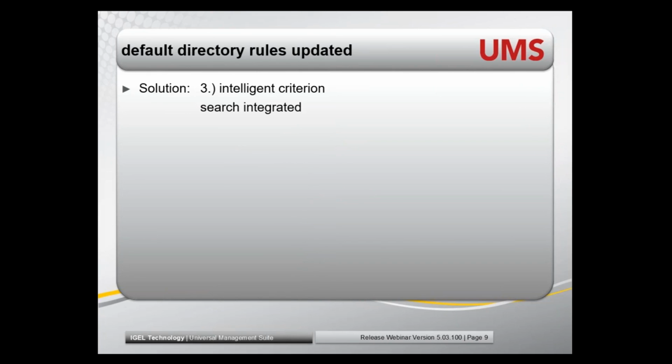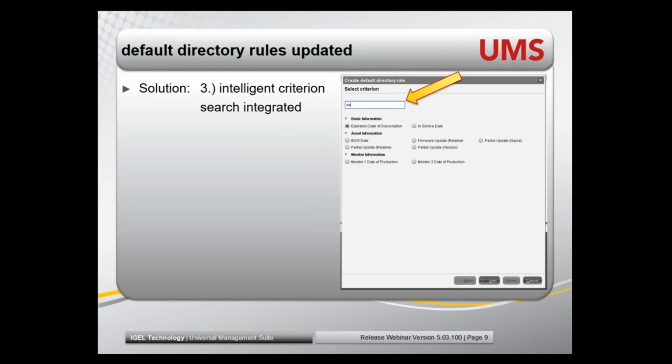And the third thing is the intelligent criterion search. This means that with 58 criteria, you can type in just one or two letters like DA, and then you will find all the entries that contain DA. So it's much easier to find the right criterion for your default directory.